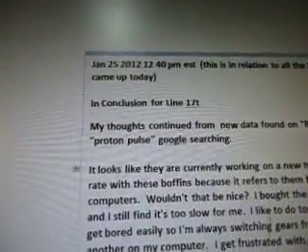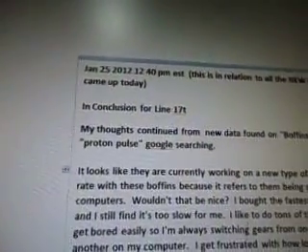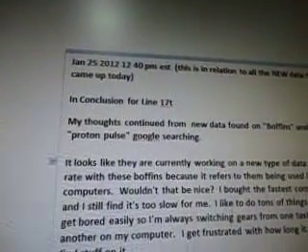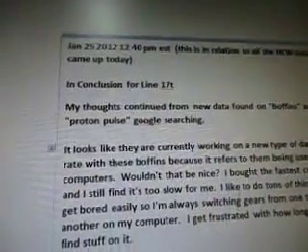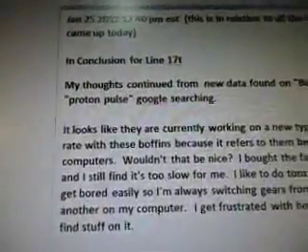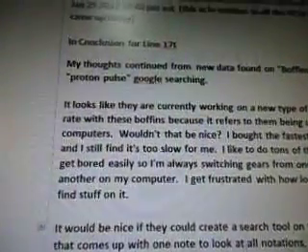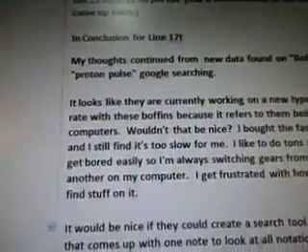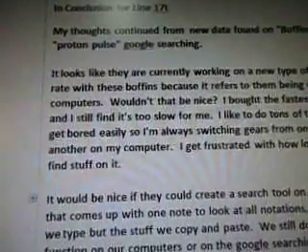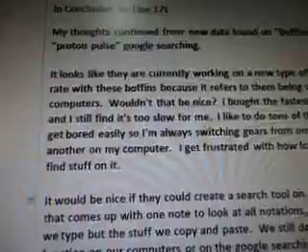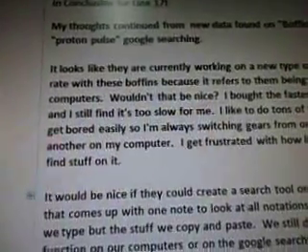So here's my next set of notes. January 25th, 2012, 12:40 p.m. Eastern Standard Time. This is in relation to all the new data that came up today. In conclusion for line 17T. My thoughts continued from new data found on Boffins and proton pulse Google searching. It looks like they are currently working on a new type of data transfer rate with these Boffins because it refers to them being used in faster computers.